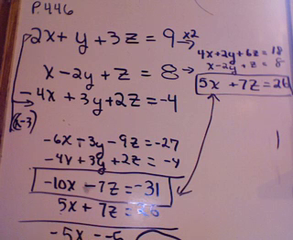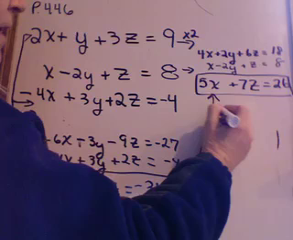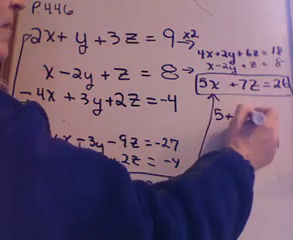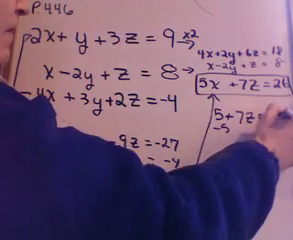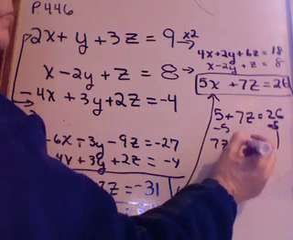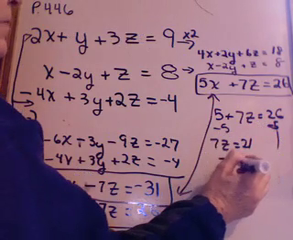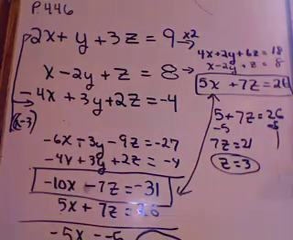All right. I can go back into one of these equations with my x equals 1. Let's go into this. So if x equals 1, that gives me 5 plus 7z equals 26. Subtract 5. 7z equals 21. Divide by 7, z equals 3. There's my second variable. Now I can go into any equation to get the last one.